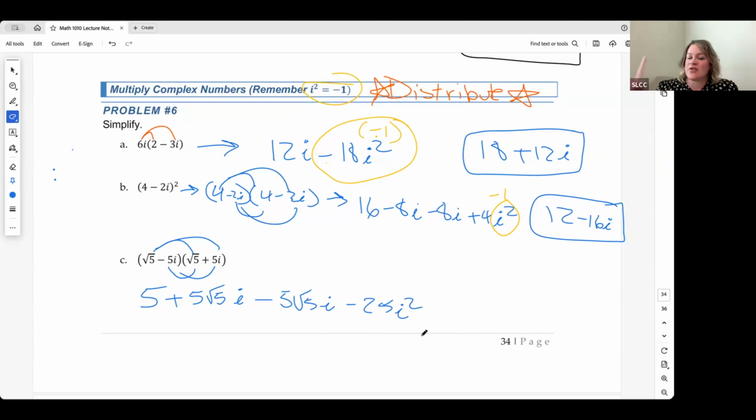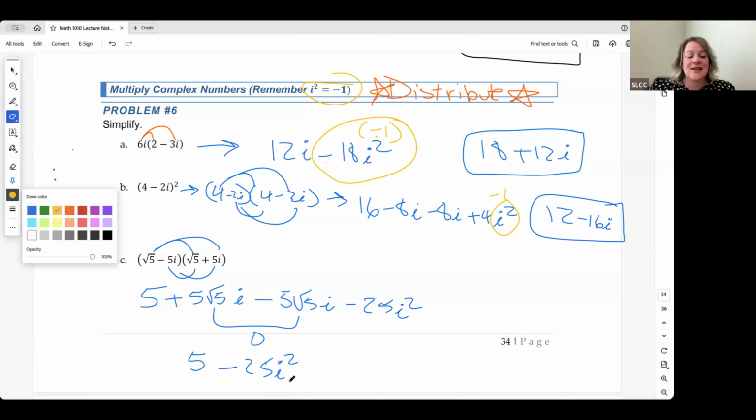Did we have to go through and distribute all of that? No. How many of you saw the pattern, the difference of squares? A minus b, a plus b. This is the difference of squares, and this is why that works. Notice the middle terms add to 0. 5 root 5i minus 5 root 5i adds to 0. Now I just have 5 minus 25i squared. Remember, the difference of squares is a squared minus b squared.